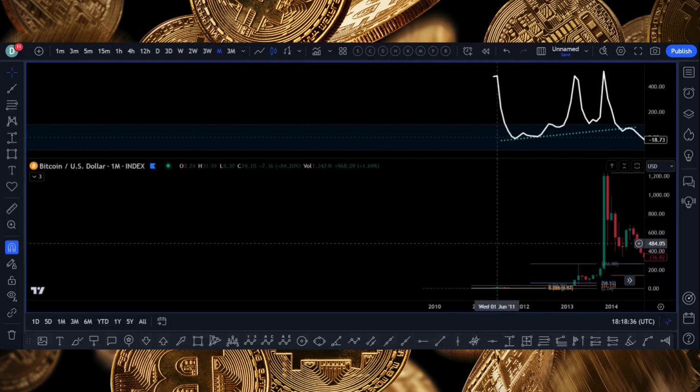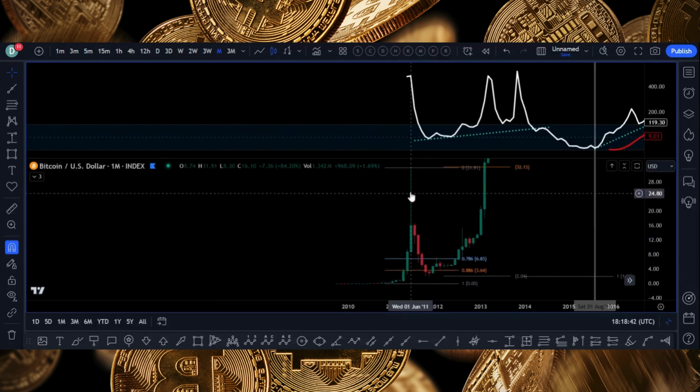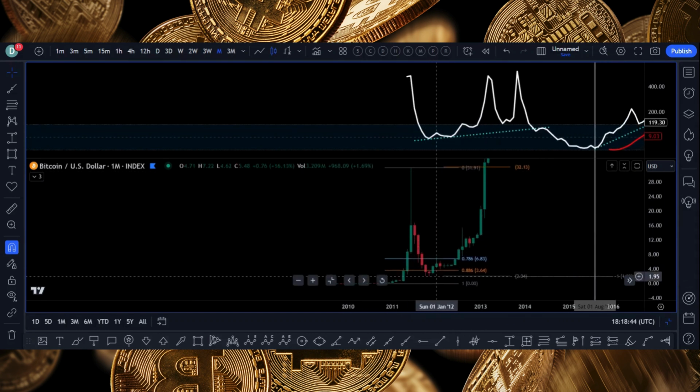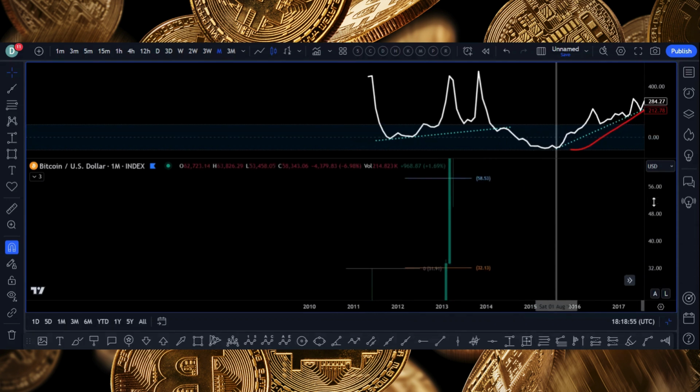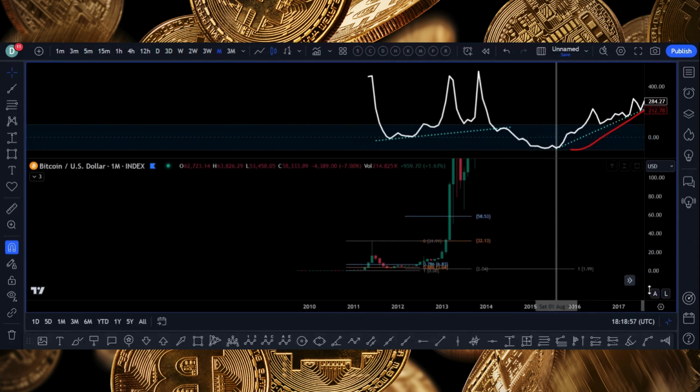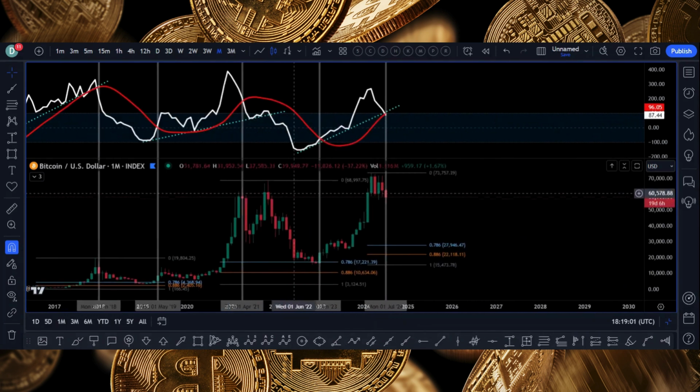Let me push that a little bit further here. And you see it again. From that top down in here, we come into the 0.786 and the 0.886 pocket. So that just continues to happen over and over and over again.